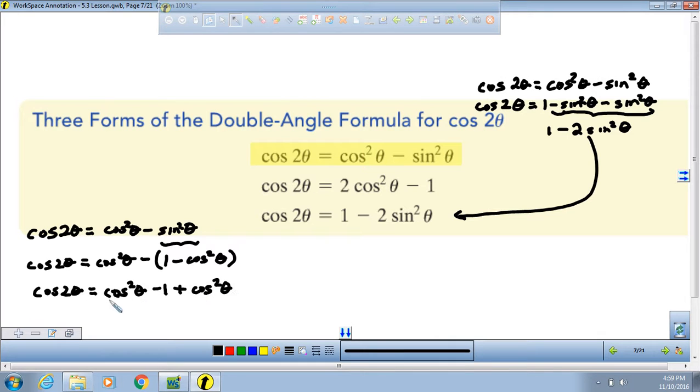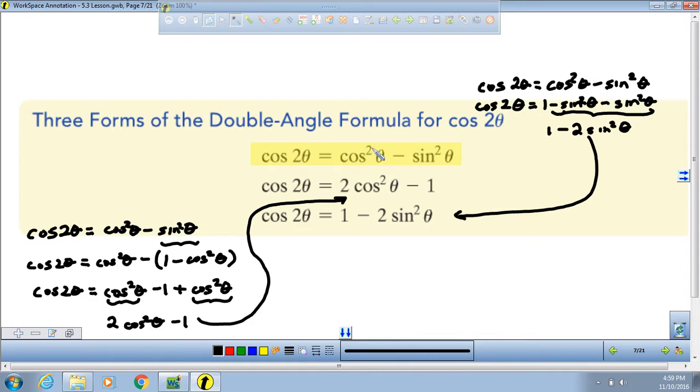And if we combine like terms, 1 cosine square of theta plus another cosine square of theta, that's the same as 2 cosine square of theta minus 1. And that is the second modification that we see right here. They are just modifications of the original formula, which is cosine square minus sine square for the double angle for cosine. It's just different ways of writing it.